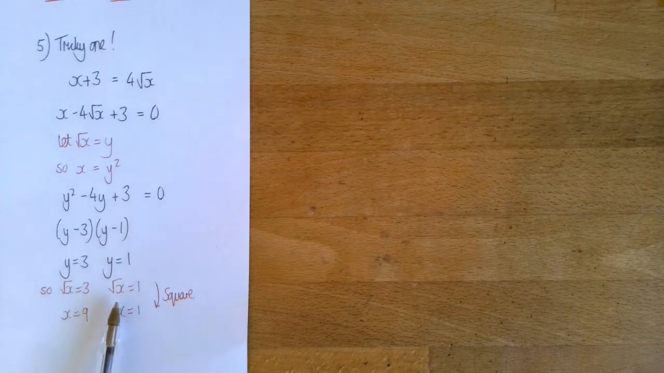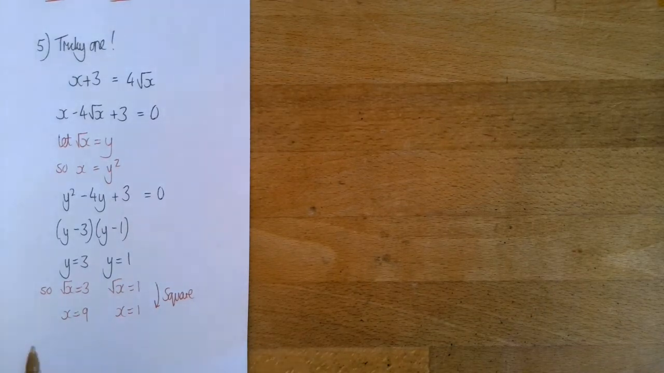So the square root of x is 3, the square root of x is 1, and if you want to know what x is, when you know the square root of x, you square it, not square root, so there's no plus or minus to worry about. Square 3, you get 9, square 1, you get 1.